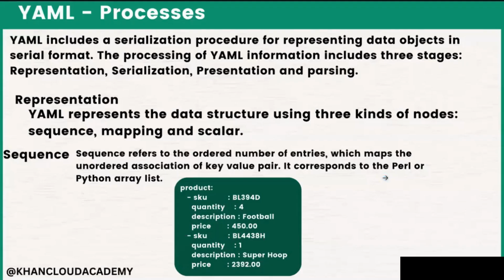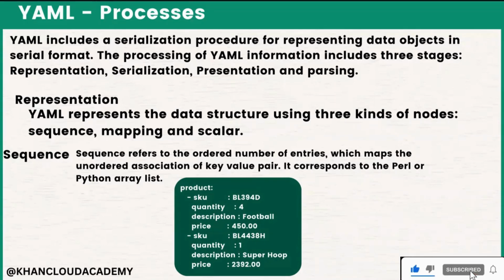YAML includes a serialization process for representing data objects in a serial format. The processing of YAML information includes three stages: representation, serialization, presentation, and parsing. So what is representation? YAML represents the data structure using three kinds of nodes: sequence, mapping, and scalar, right? What is a sequence? A sequence refers to the ordered number of entries which maps the unordered association of key value pairs. It corresponds to the Perl or Python array list.